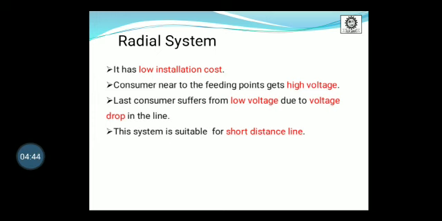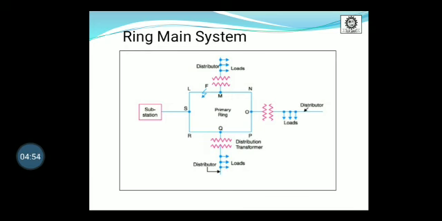So, to overcome this drawback of radial system, we prefer ring main system. Figure shows the single line diagram of ring main system for AC distribution, where the substation supplies the closed feeder LMNOPQRS. The distributors are tapped from different points M, O, and Q of the feeder through distribution transformers.